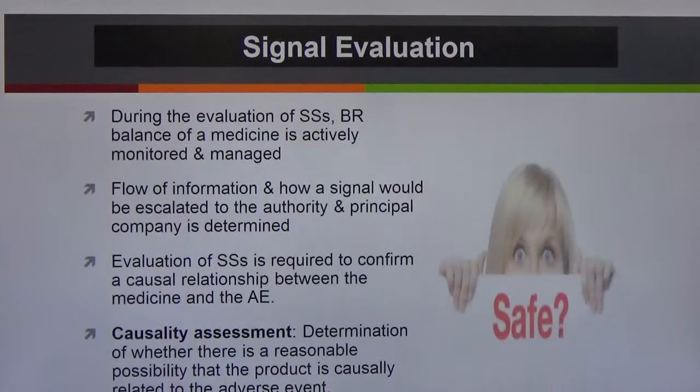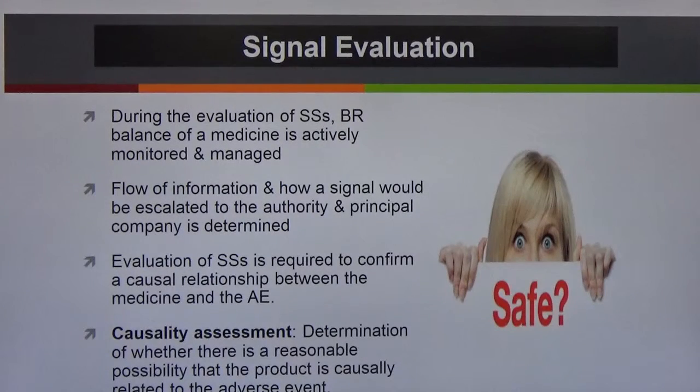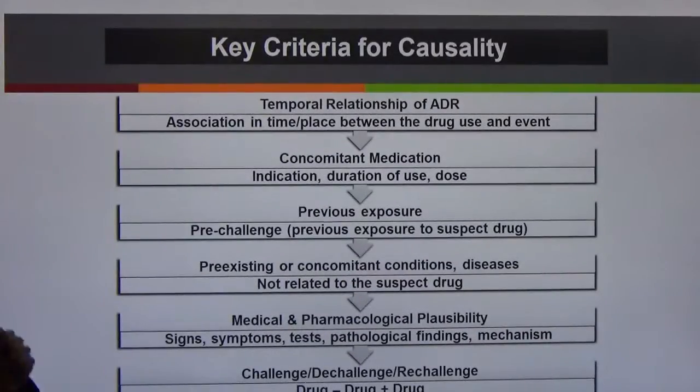Signal evaluation. You detected the signal, now you have to evaluate it, and that's where you do this causality assessment. I'm not going to go into a lot of details here, but let's start with causality criteria. It has to be a temporal relationship, and it's sequential. The patient took the drug, and as a sequence, the adverse event happened.